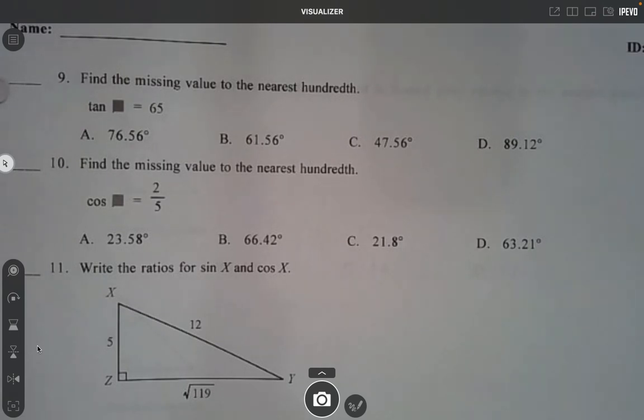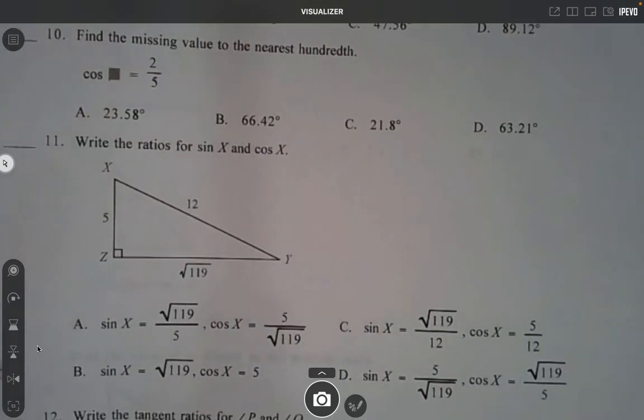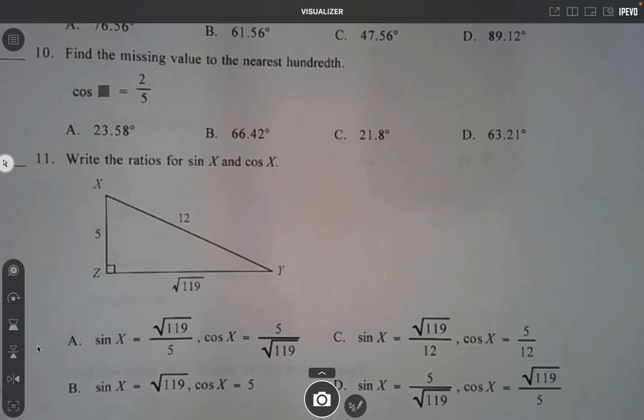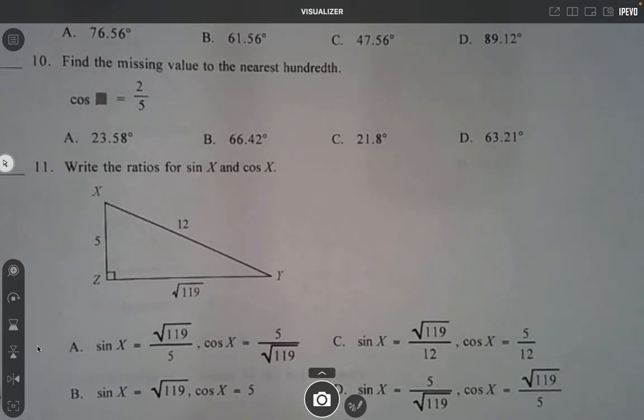Alright. Number 10 is the same thing. Y'all try number 10 and see if you get it. It's just like number 9. How do you move a cosine function to solve for x? You would do cosine inverse and type that in. You got B? It is B. Good job. Okay, that's what we learned today, although they made them a little bit easier.